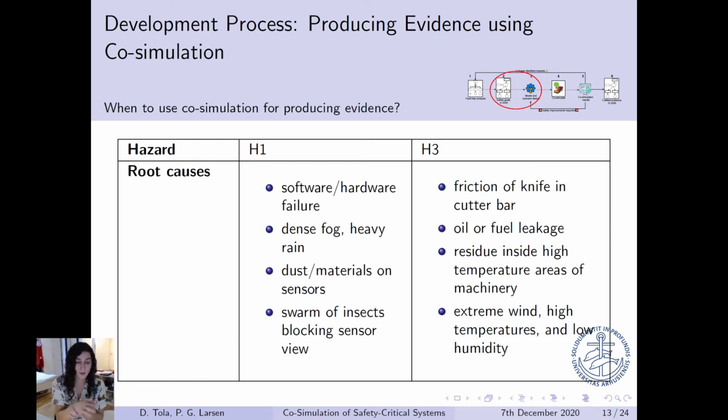While H3, which was a fire ignition, the root causes are mainly related to something mechanical, and therefore it's not really focused on the integration between software and hardware. It could, for example, be just using isolating material or something else. So therefore we focus on producing evidence for hazard 1 using co-simulation.